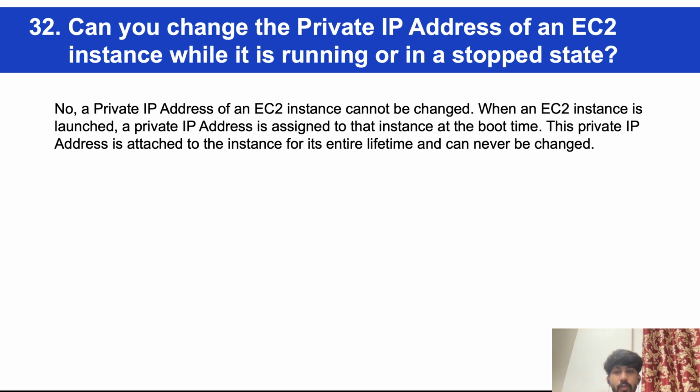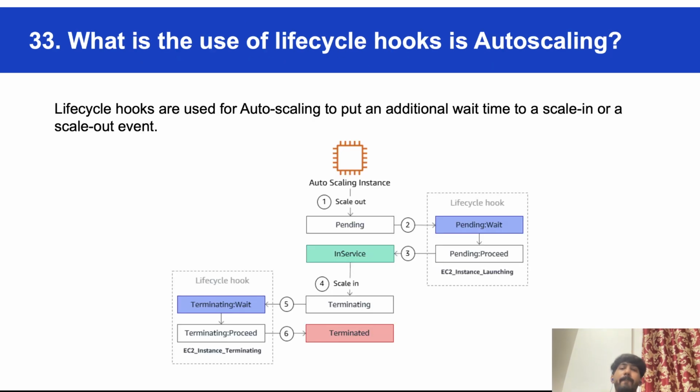So once it is assigned, you will not be able to change it because it is attached to the instance for its entire lifetime. So once it's terminated, you can create another instance and that instance can have the same private IP because this instance is dead, it's not available, and the private IP address is free now, so it can be assigned to another server, but that server cannot have a different private IP address. It can have the same. It will only have the same IP address.